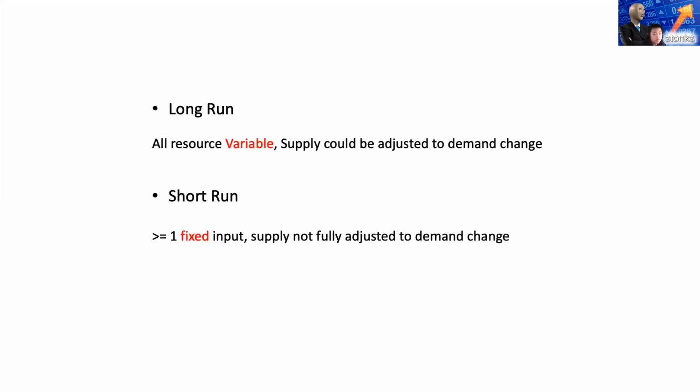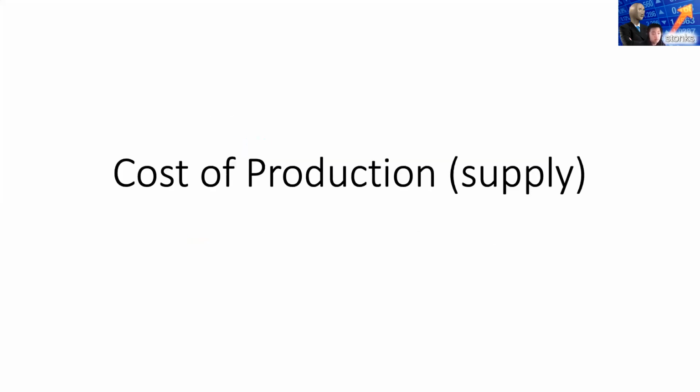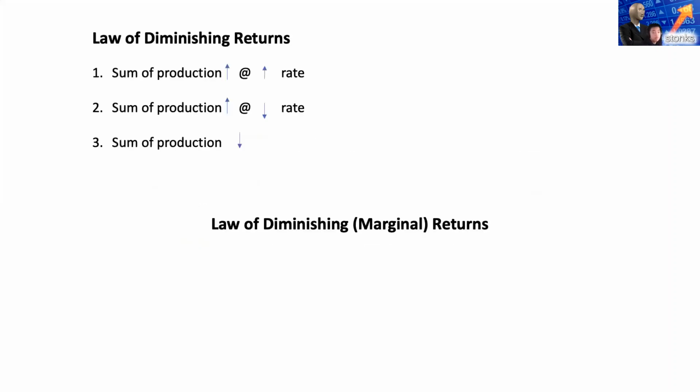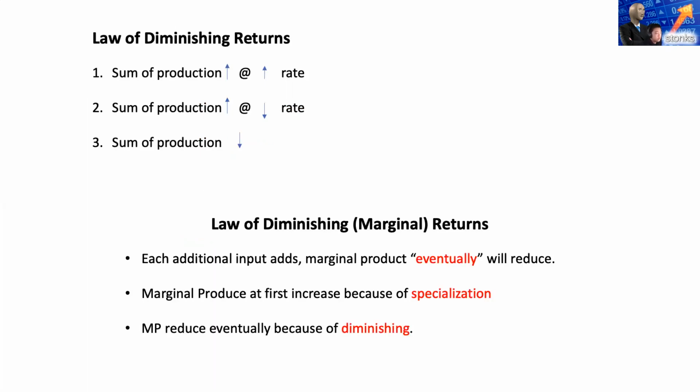So last class, we started talking about the cost of production. In the long run, all resources are variable, and in the short run, the supply is not fully adjusted, so many things depend on that, and it's very important. And then we learned about the law of diminishing returns, which was that with each additional input, the marginal product will eventually decrease.